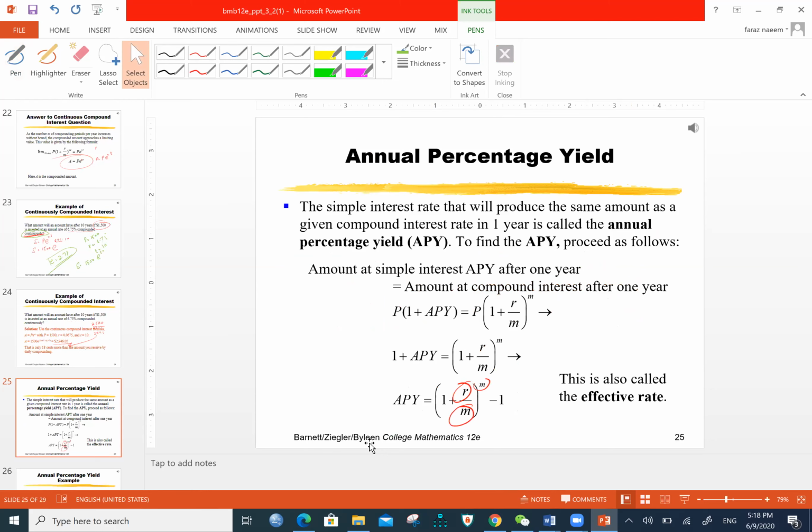APY. I will tell you when we apply annual percentage yield. Sometimes there is a very good example in the book. I will try to solve that example for APY. Sometimes it happens that you go to a bank and one bank says we offer you 5% interest over a period of 6 months or 6 years, and you will deposit that much amount.